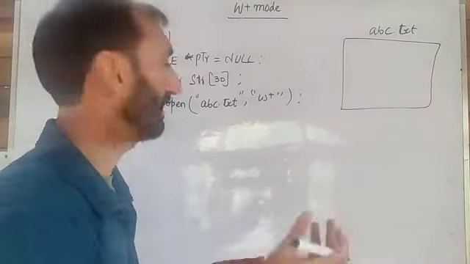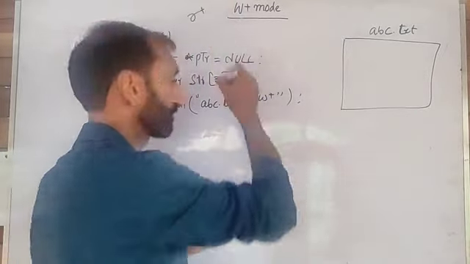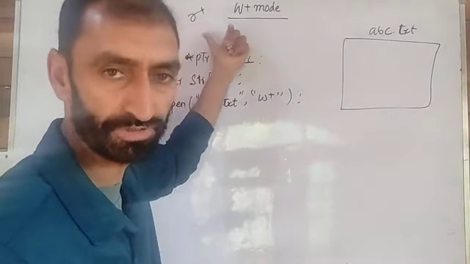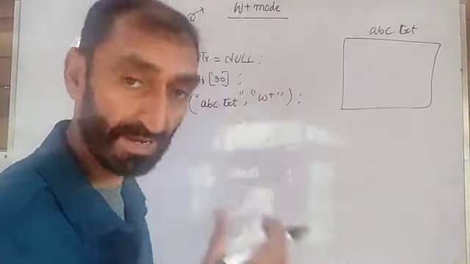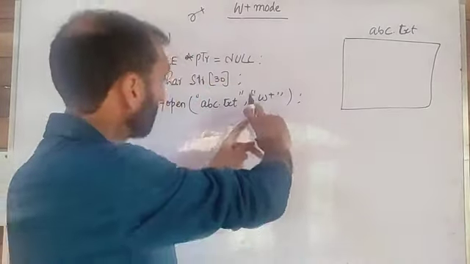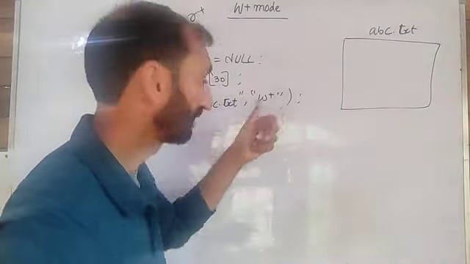Commonly it is used for writing purpose. R plus mode is commonly used for reading purpose, but in some cases we can also write the content through this R plus mode. And in the same way, this W plus mode is used commonly for writing purpose.